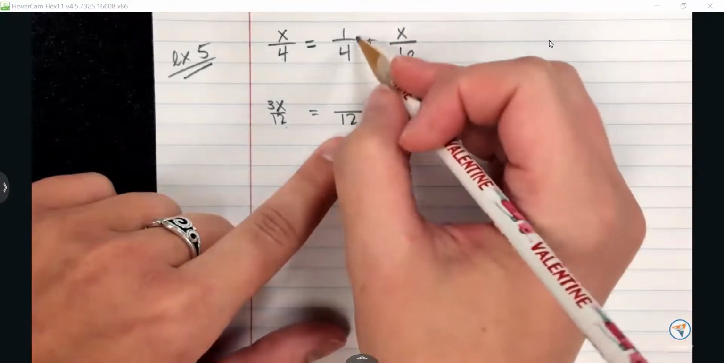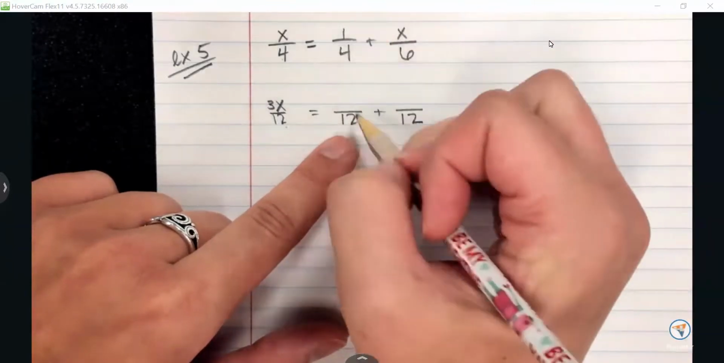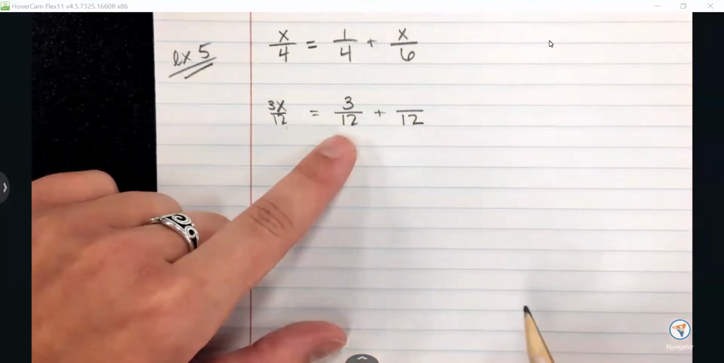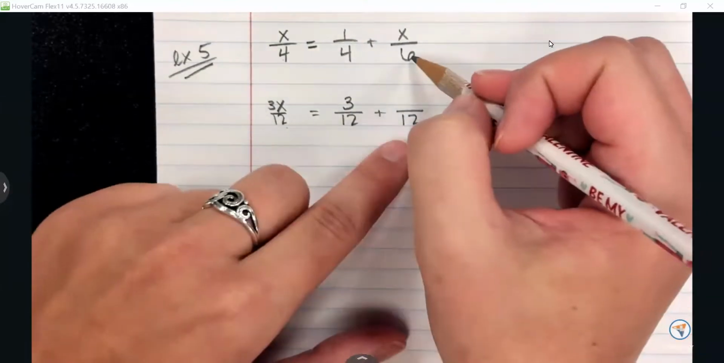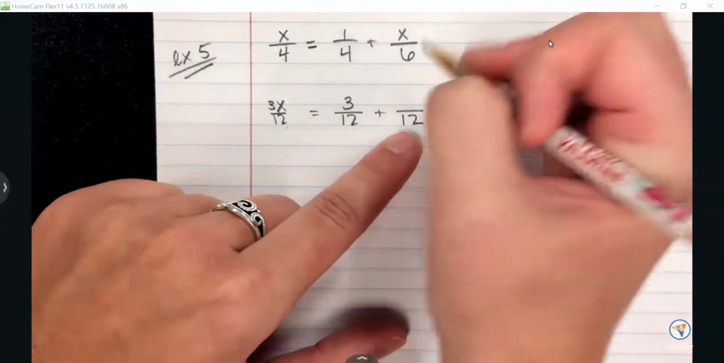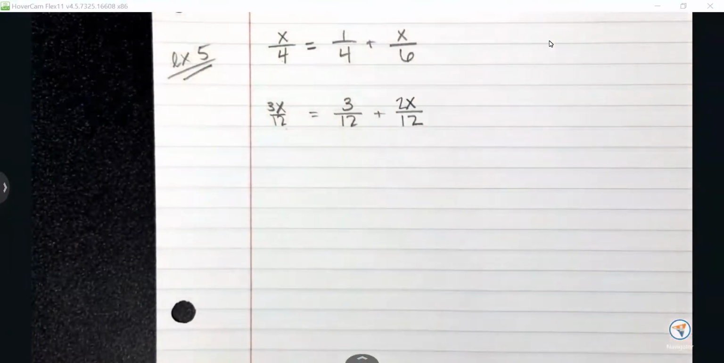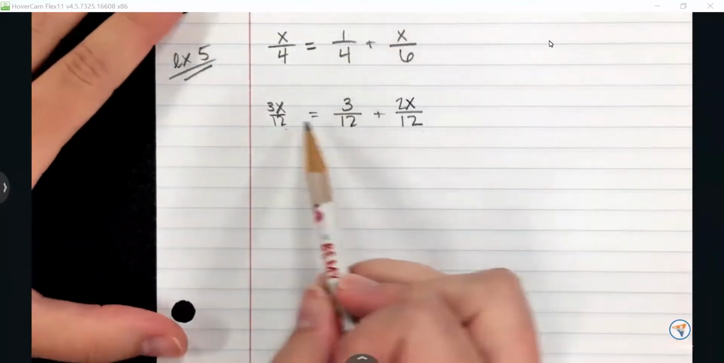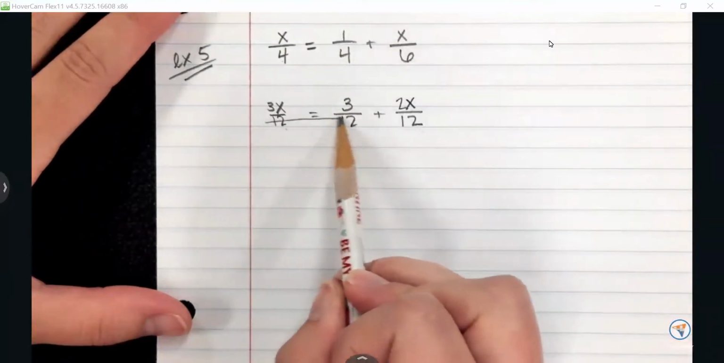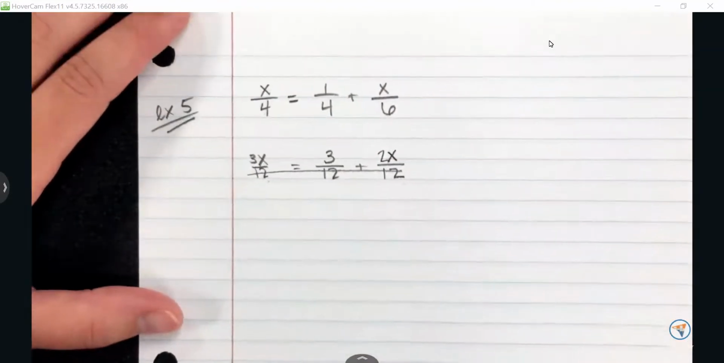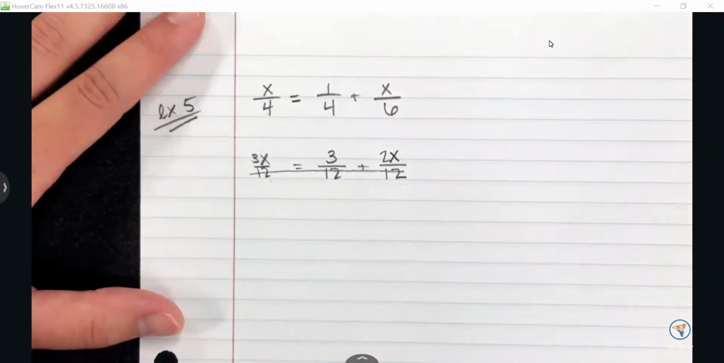Same thing from 1/4. How do I get from 4 to 12? I multiply by 3, so 1 times 3 is 3. How do I get from 6 to 12? Multiply by 2, so I have to do that in the numerator. What happens to all my denominators? They cancel. Do I need to find what x cannot equal?